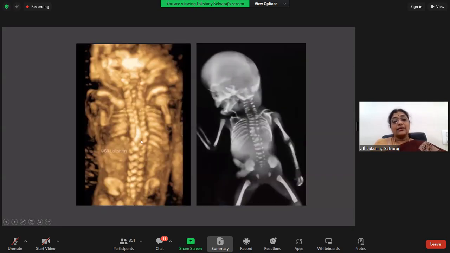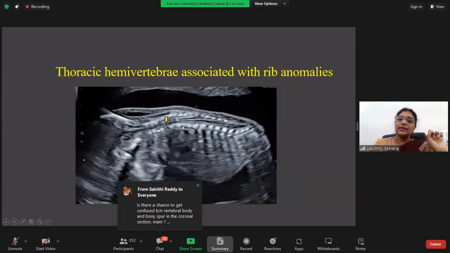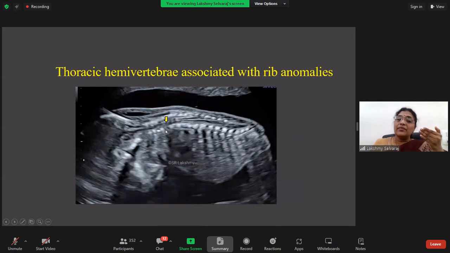Just look at the magnitude of the problem. See, look at the rib cage. See how abnormal the ribs look, and you know that this might be a spectrum of what is called spondylocostal dysplasia. But the clue was very, very subtle. This was the clue, where the problem was seen as a missing vertebral segment here.